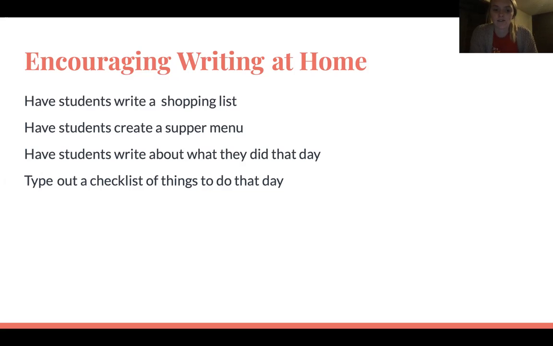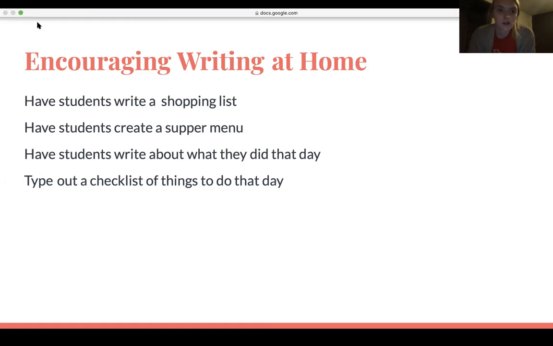Also have students write about what they did today. They can write to the parent, they can write to a grandparent. If they just wanted to write in their journal, any of those things are great. And then type out a checklist of things to do that day. This is helping your student practice typing instead of writing, but it's still important for students to be able to type, so they could type out a checklist of things to do that day, which is pretty neat and important for students.